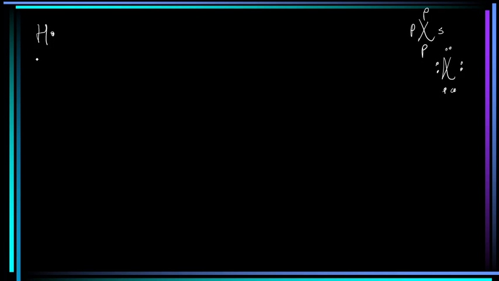Now, I know that helium looks like it's in the eighth column, but it really is kind of an exception. It really should be in the second column. All it has is two. It's in the eighth column because, does anyone remember? It is a noble gas. What makes it a noble gas?